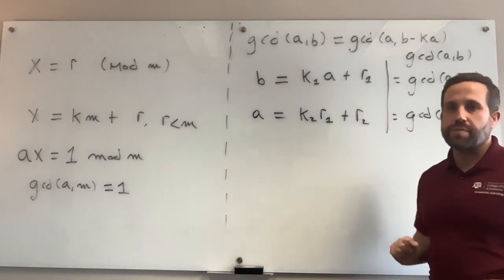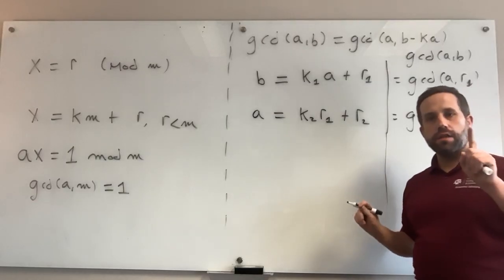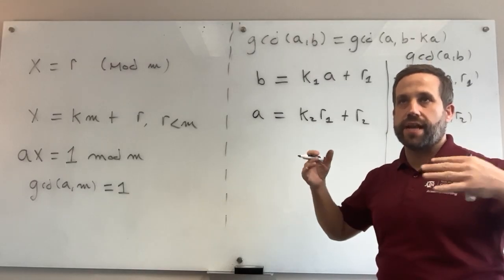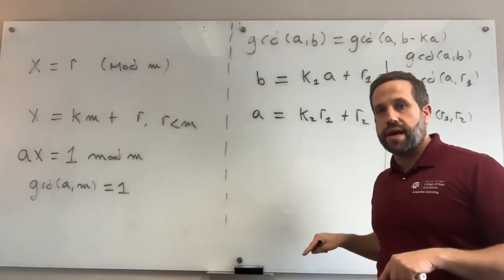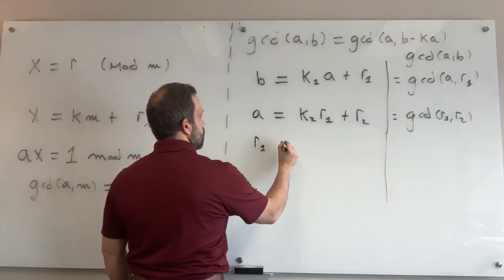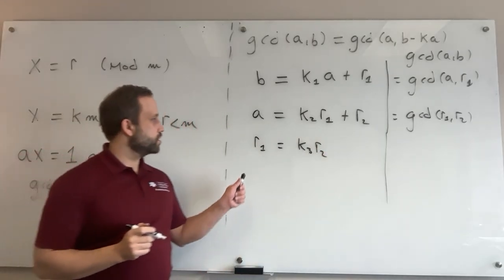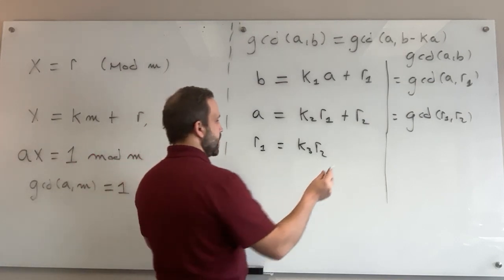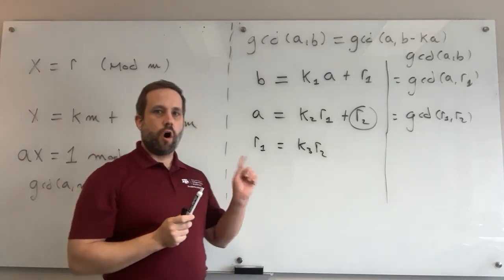Now we're going to continue this pattern until it ends. What do I mean by ends? It's going to take many steps; for any input it could take that many steps. But let's just say it ends on the next step. When I say ends, I mean this happens: let's say R1 is just equal to a multiple of R2. When this happens, it means that R2 is the GCD.